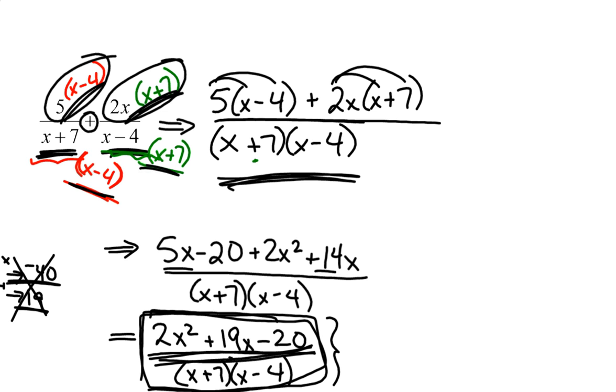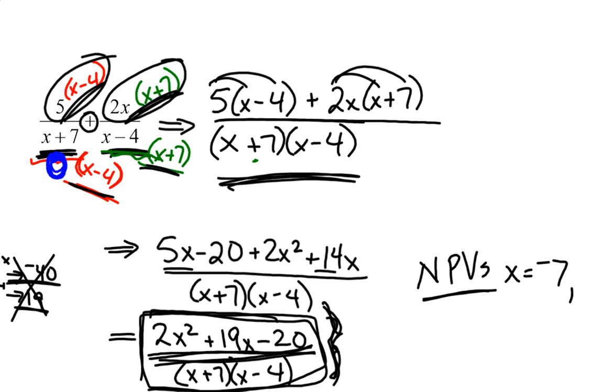But what have we yet to do? Again, we have NPVs. This will only be the answer as long as our question doesn't fall apart at any point. And it'll only fall apart if we get zeros in denominators. What would make a 0 in that denominator? If x was negative 7. So x equal to negative 7 is 1 NPV.